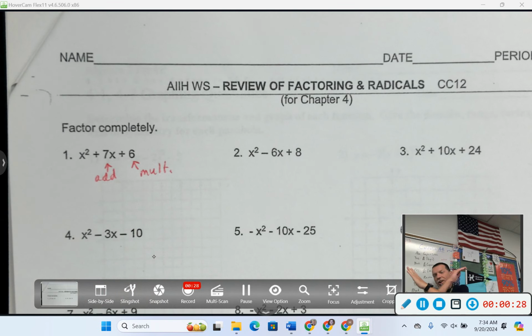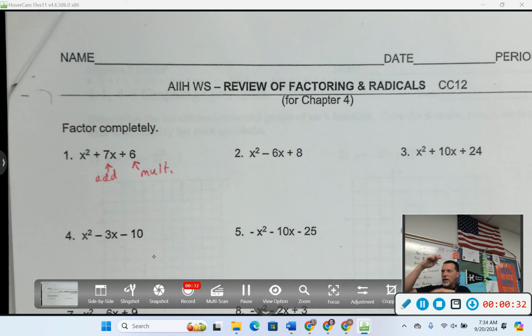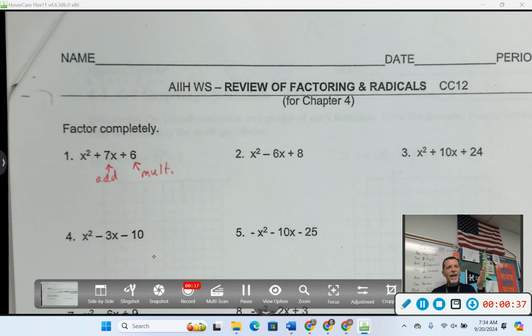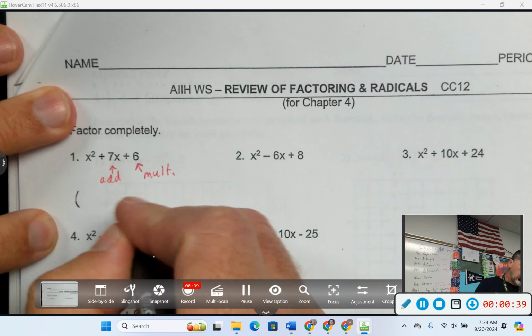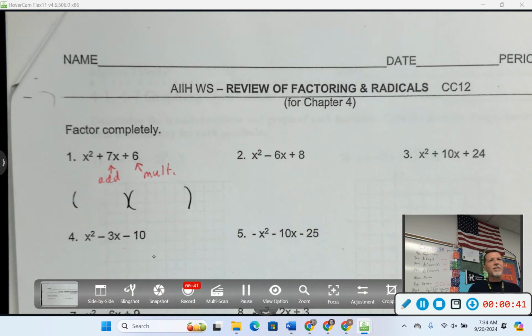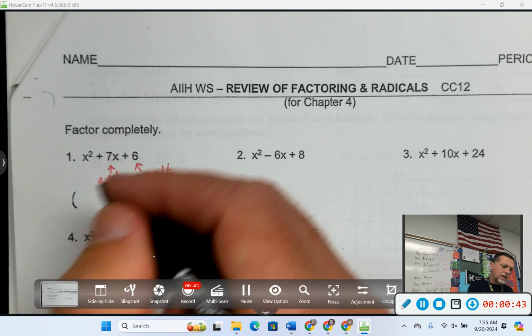And if you need to draw an X and put the 6 and the 1 and wherever the things go and multiply, fine. I'm not going to be doing that. I'm just going to be looking at thinking, how do I set this up so that that's my answer? How can I unmultiply that? Negative 6 and negative 1.